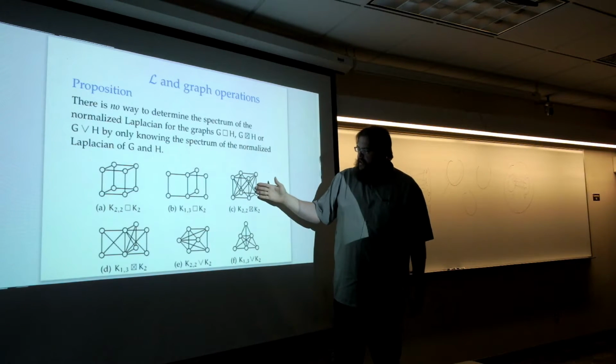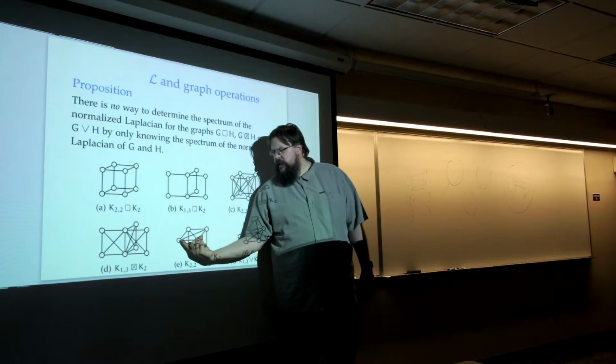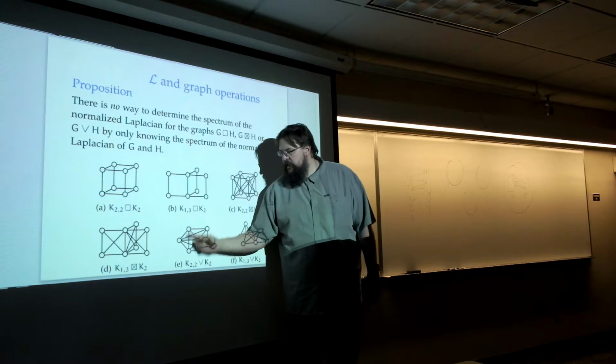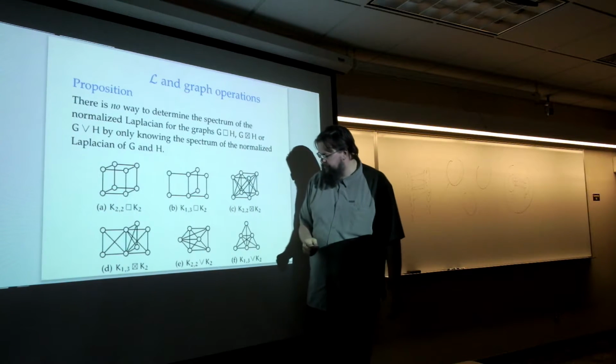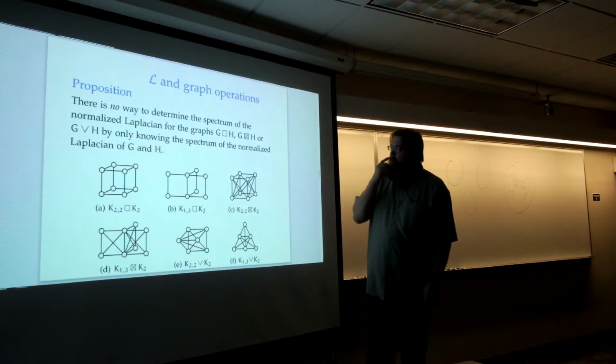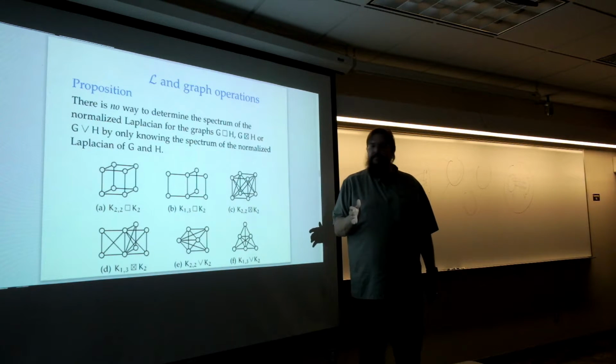There's a strong product, and there's what's called the join. The join is a very nice operation. For the join, you take a graph. This is what we call K2. It's a complete graph on 2 vertices. And K22 is this cycle, and I put in all possible edges. Now, the punchline of all of this is that these are really nice operations for spectral graph theory.